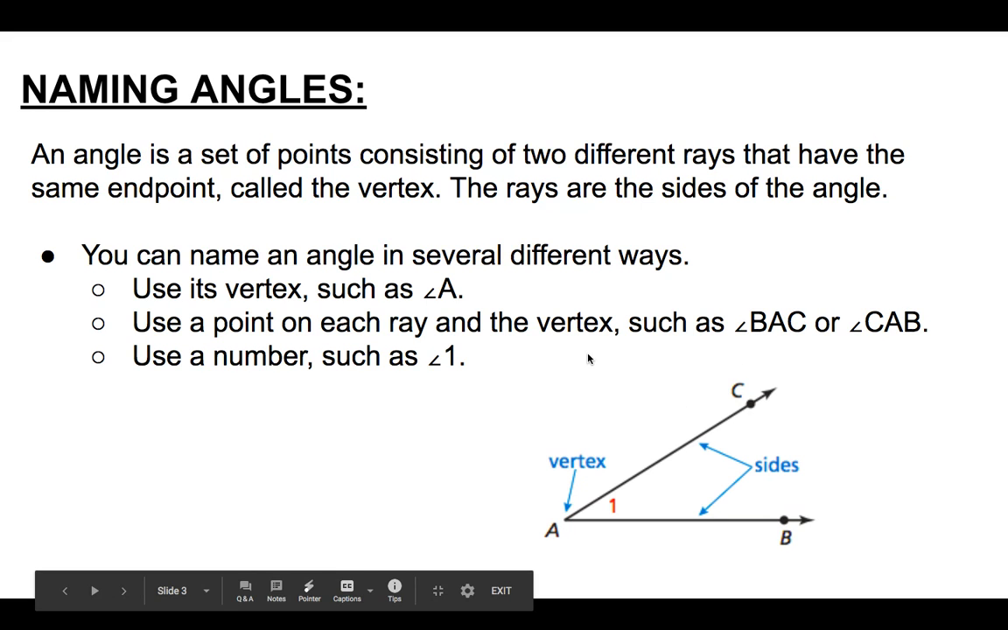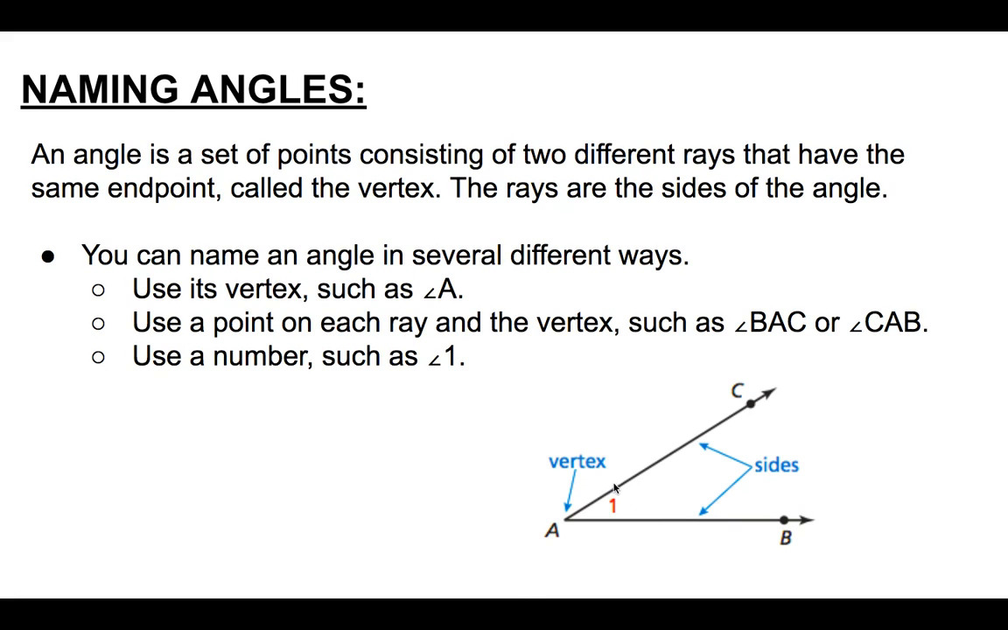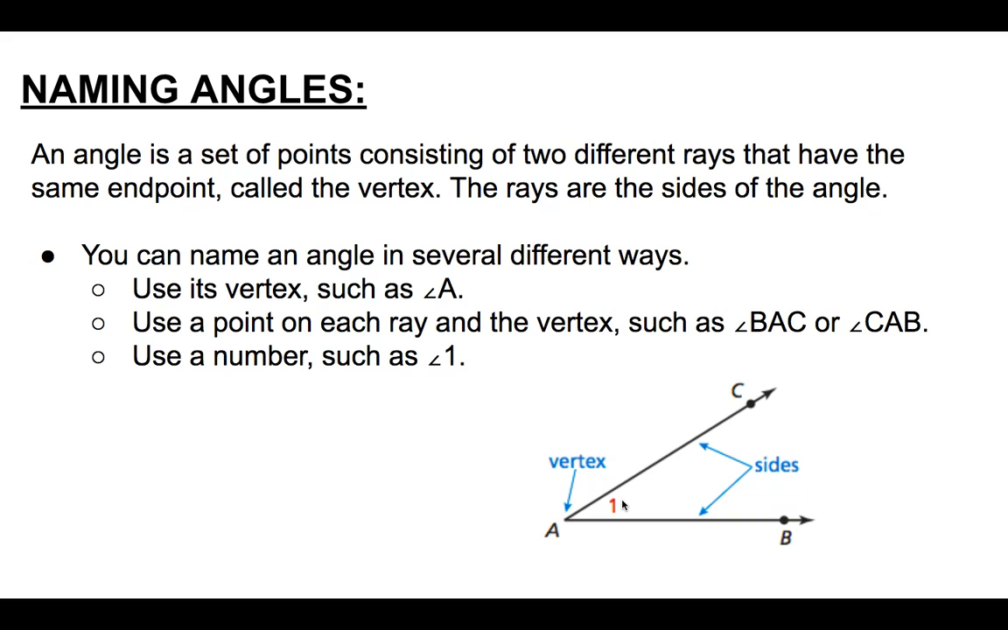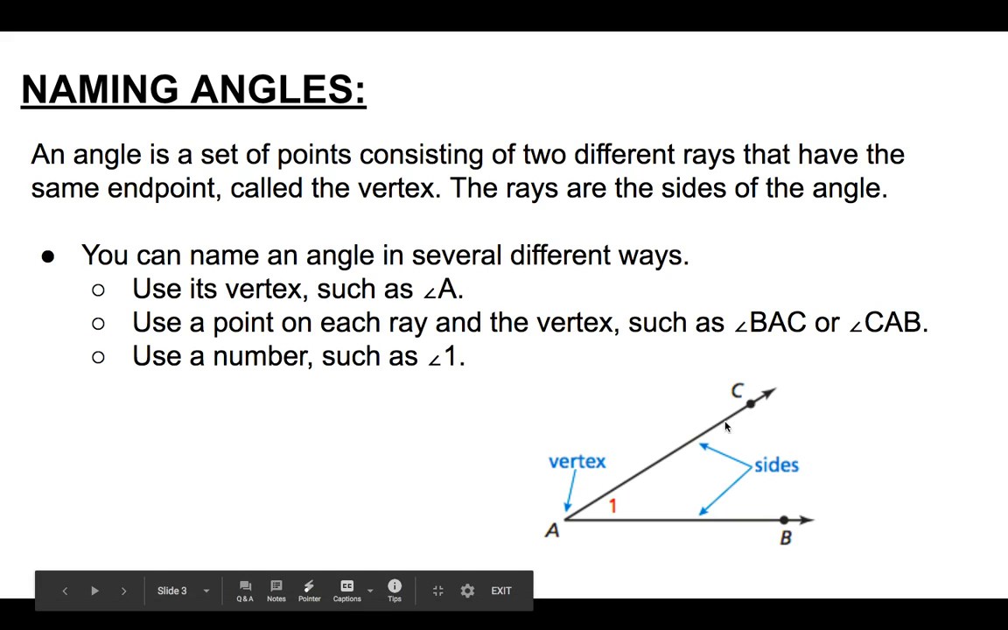And then the last way I can name this angle is by using the name of the angle itself, in this case the number 1. Notice that they labeled the angle at the vertex A with the number 1, so I could also just call this angle 1. So there are a lot of different ways that you can name the angle. But if you're going to use the multiple points method, make sure that you keep the vertex as that middle letter.